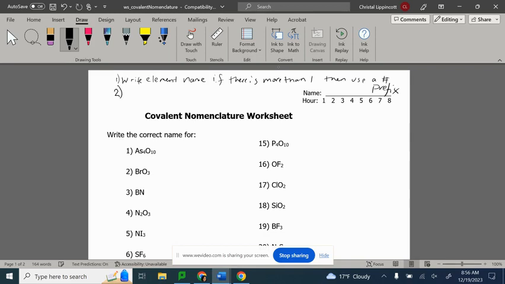Number two, always start with a prefix for the second element and end in "ide."